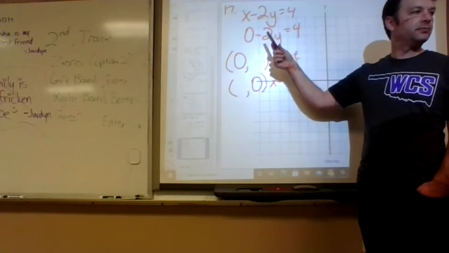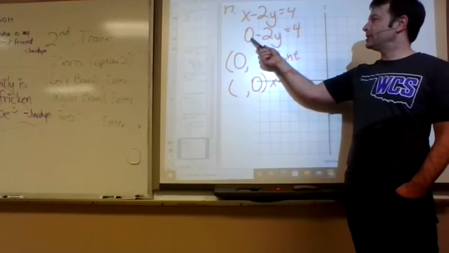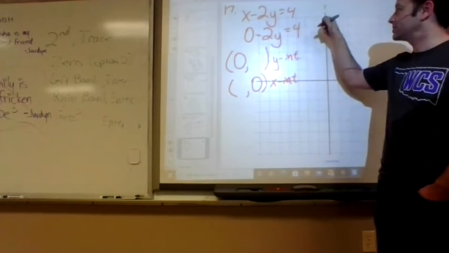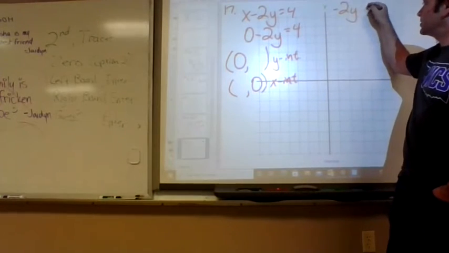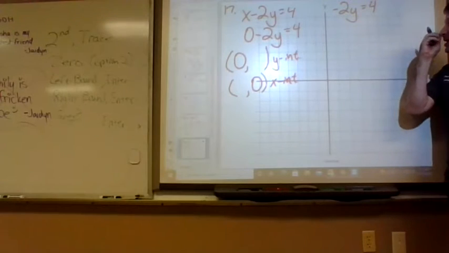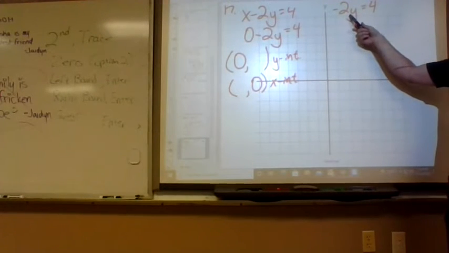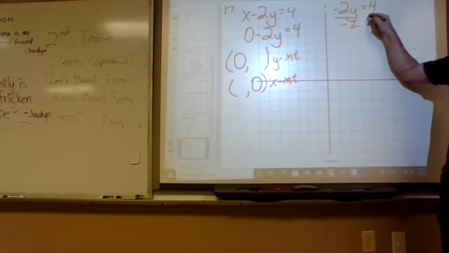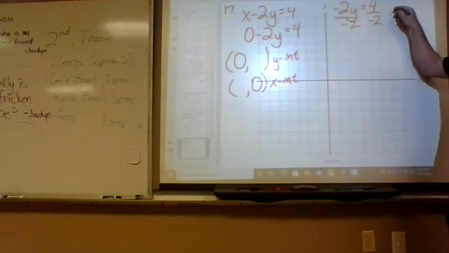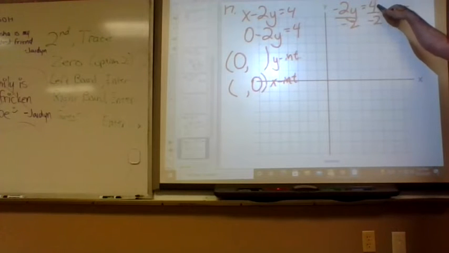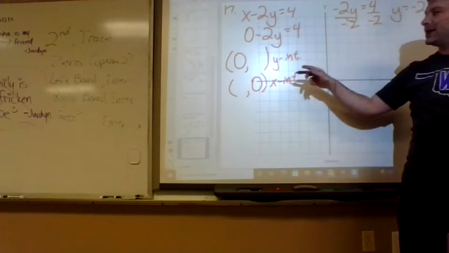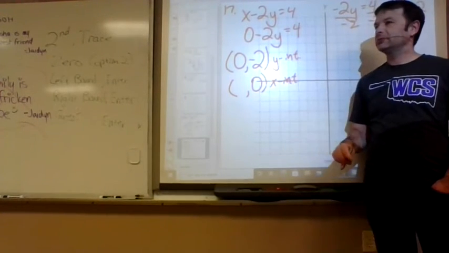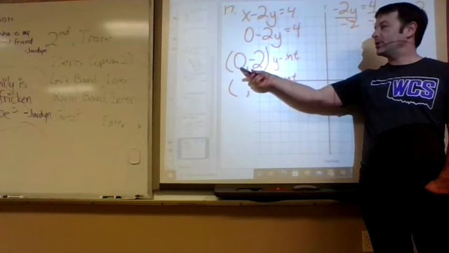In this case, does 0 do anything? No. 0 minus 2y is just minus 2y, right? So if you have negative 2y equals 4, what's y going to have to be? Divide, so y is negative 2. So when x is 0, y is negative 2. That's a y-intercept. That's on the y-axis.